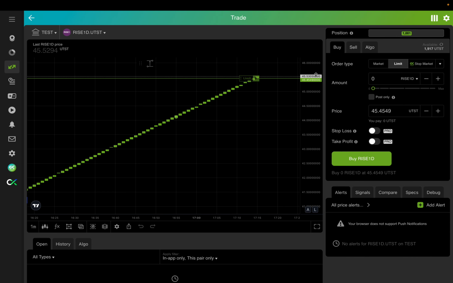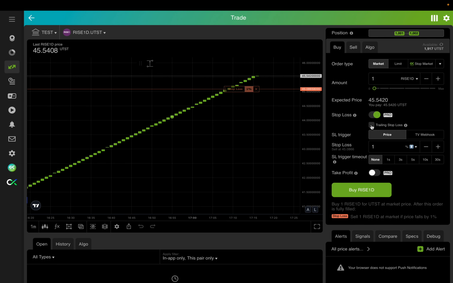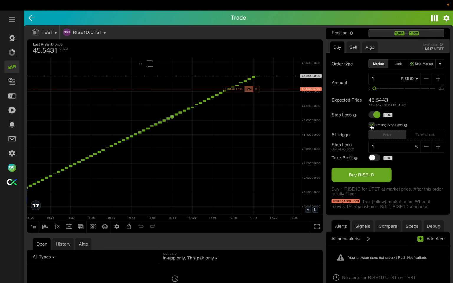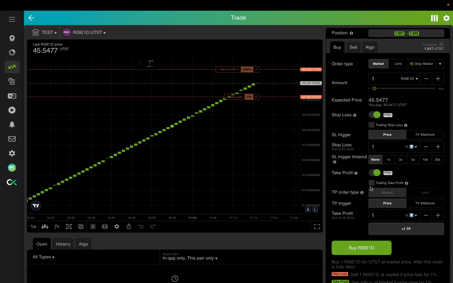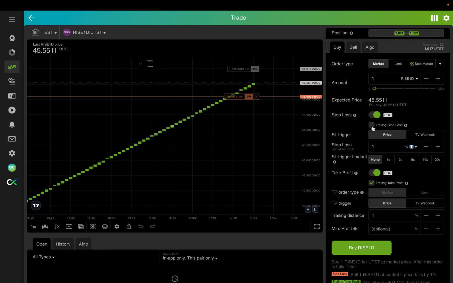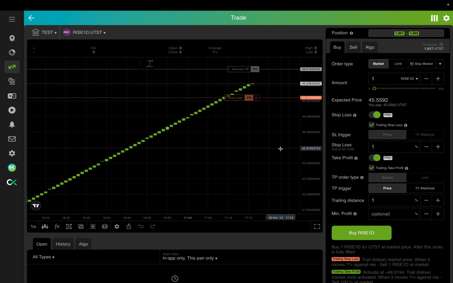Now let's look at concurrent trailing stop loss and trailing take profit. Previously you were able to add either a trailing stop loss to your order or a trailing take profit, right? From now on, you can add both of them at the same time. Most of the time you won't need it, but there is a special case when you'll want to use it.